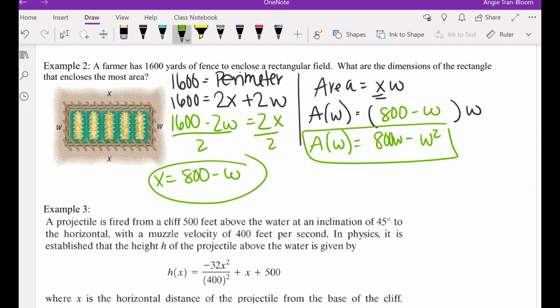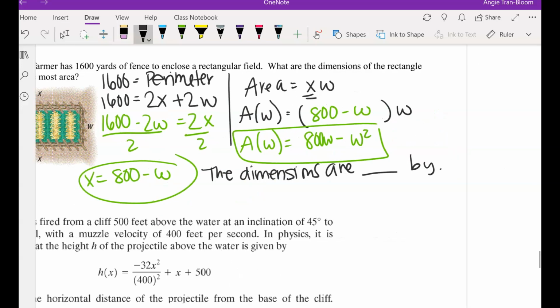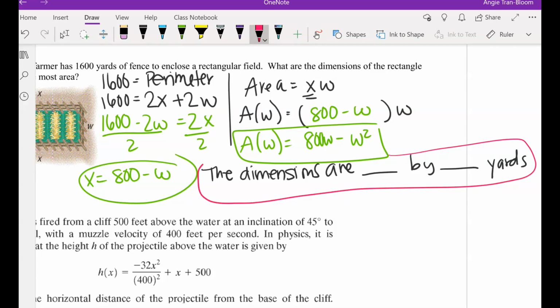I'll just leave the blank spaces. What are the dimensions of the rectangle that encloses the most area? The dimensions are 100 by 100, and then I think this is yards. So I'll wait for you guys. Guys, practice using your calculator now.